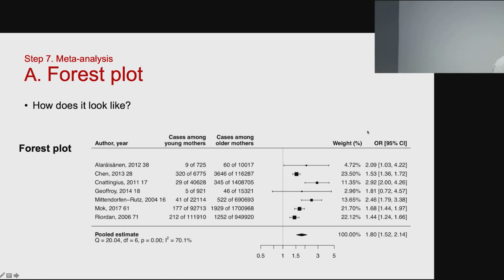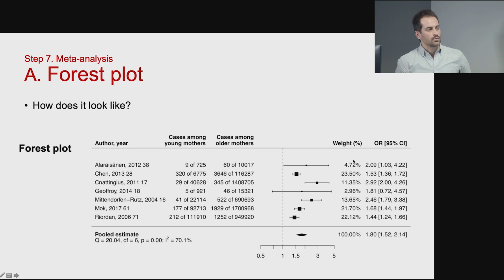We have the list of studies included, right? We have some information like the cases among young mothers. This is, for example, an analysis of whether there is an association between teenage motherhood and risk of suicide in the offspring. So we report this information, then the number of studies, the first author, the year, etc. The number of cases among young mothers, the number of cases among older mothers.